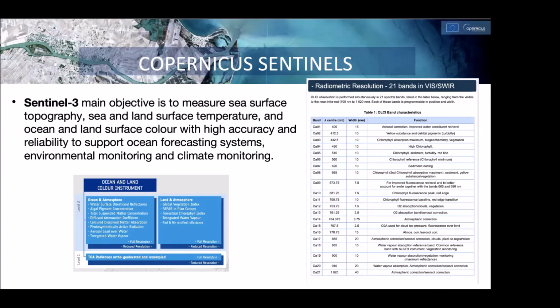I guess you can say the main reason it was sent up was for ocean monitoring, ocean color monitoring specifically. So that's why, if you take a look at it, the specifications have 21 spectral bands. These are all from the visible to shortwave infrared.